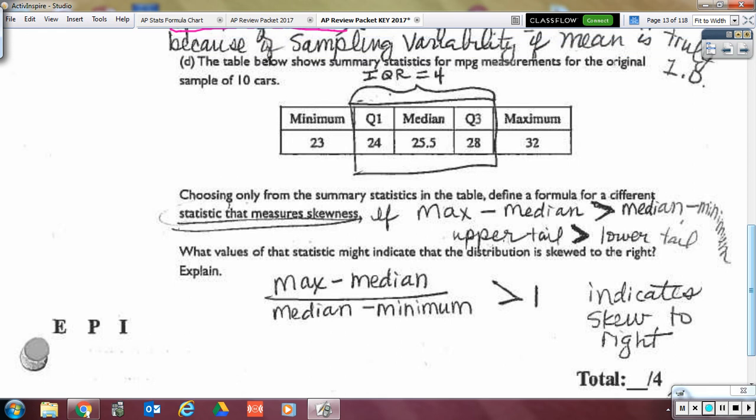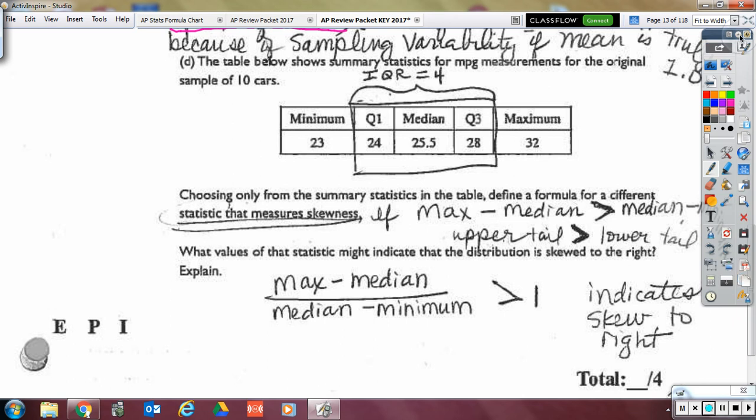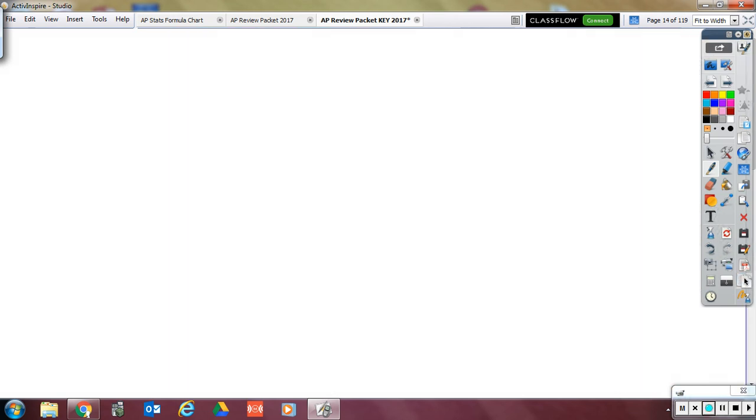Now, part D says, the table below shows summary statistics for miles per gallon, and so there's some data. Basically I wanted you to define another formula other than the one they did to show that there's skewness. So what I want to discuss with you is a box plot. You know, we got this going on here.